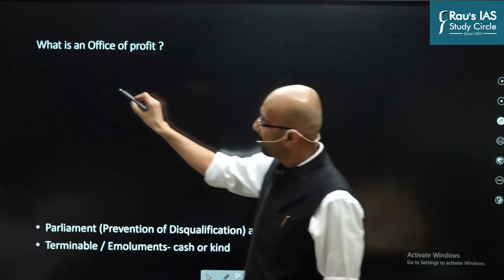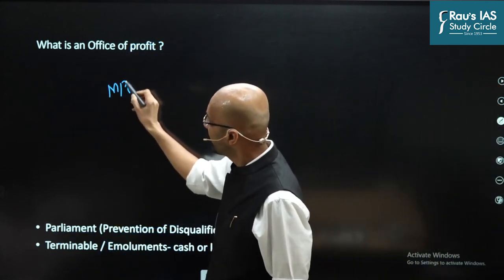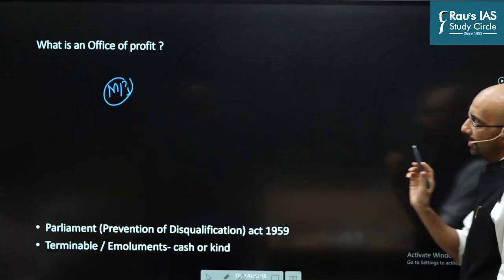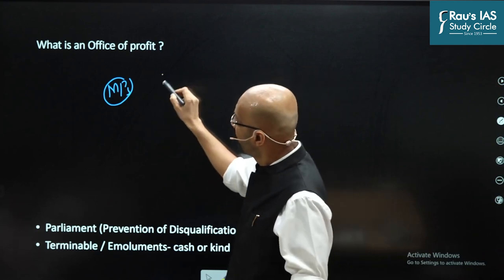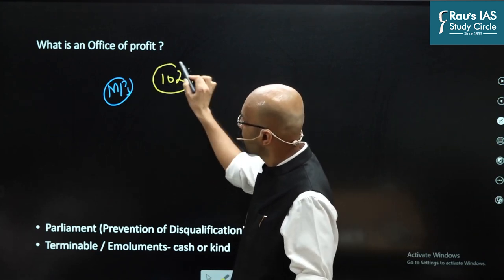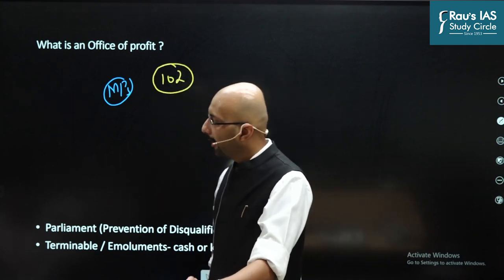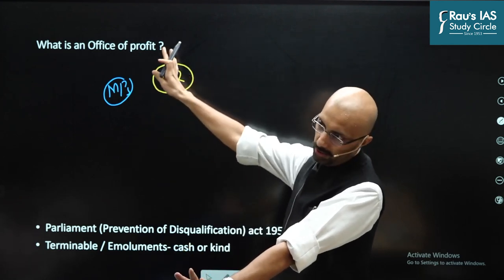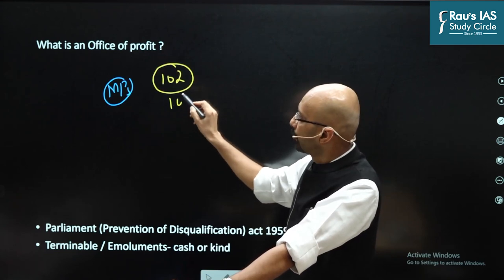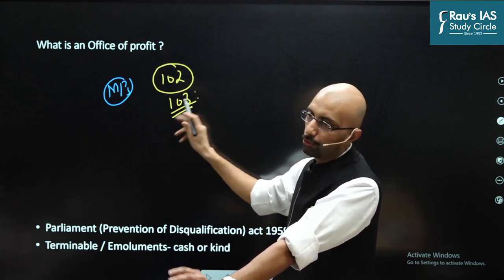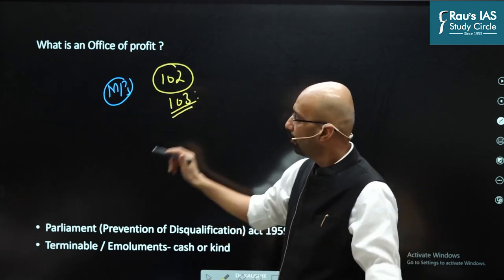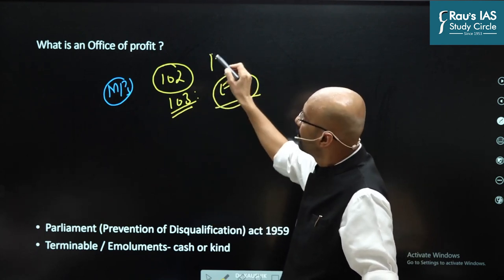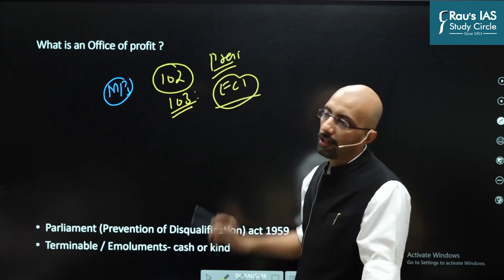Now, what our parliament has done regarding the parliamentarians, the MPs, that's why I wrote MPs in the end of this list. Article 102 contains the disqualifications of members of parliament. And one of them is that if any MP holds any office of profit, then under Article 103, the president has the power to disqualify that MP on the advice of the Election Commission of India. Advice is of ECI, but the power is of the President of India.